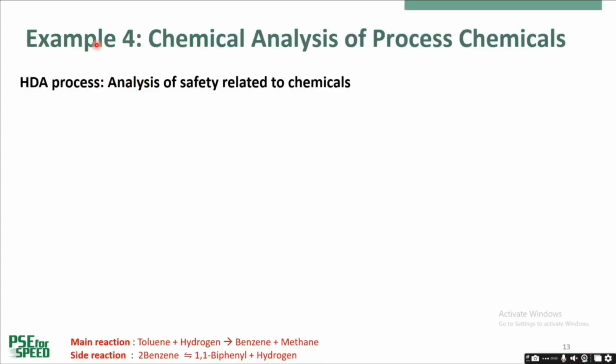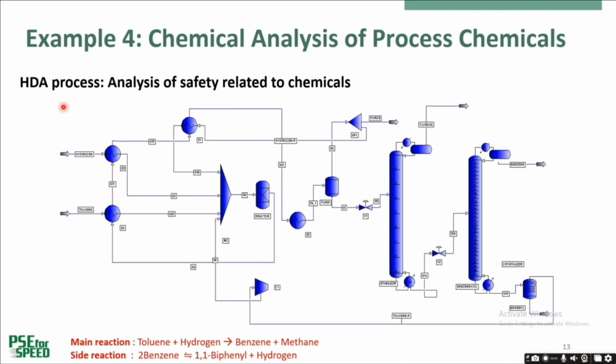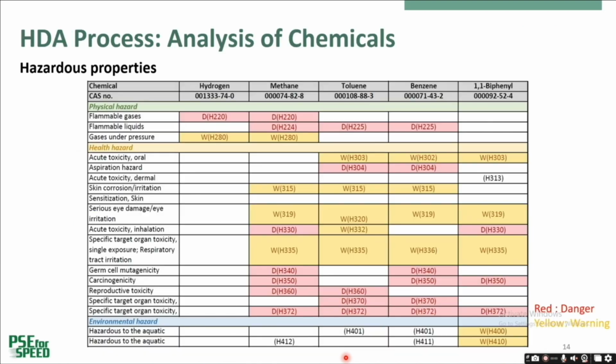The last example is the chemical analysis of process chemicals. Here we will highlight the case of a very common process, namely the HDA process, which is a commercially available process used for the production of benzene from toluene and higher molecular weight aromatics. The reaction of the HDA process includes 5 chemicals, which are hydrogen, methane, toluene, benzene, and 1,1-biphenyl. The chemicals found in this process are already listed in this table. The retrieved hazardous properties of the chemicals are analyzed and presented in this table.